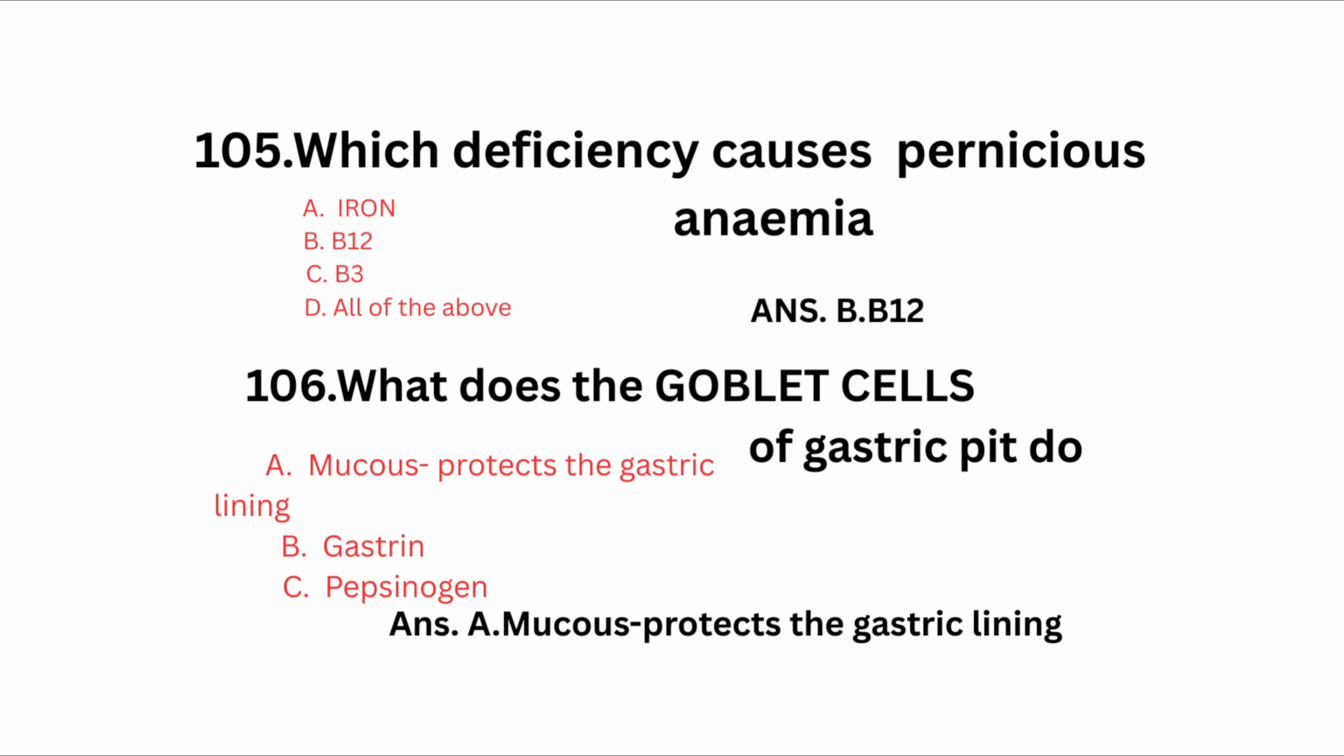105. Which deficiency causes pernicious anemia? A. Iron. B. B12. C. B3. D. All of the above. Answer is B. B12.